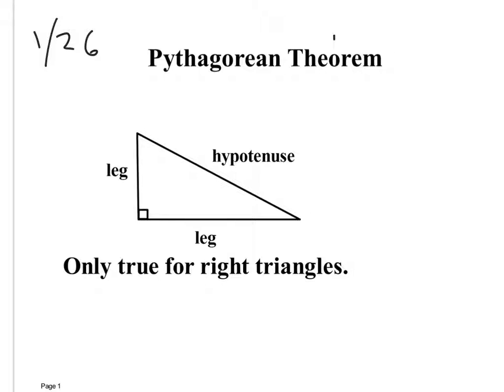What I tell students is the easiest way to remember it is legs is a short word, L-E-G, 3 letters, short, right? And it's attached to the shortest sides. The hypotenuse is a much longer word, and it's attached to the much longer side. The hypotenuse is always the longest side, and it has the longest word. That's the easiest way to remember it.